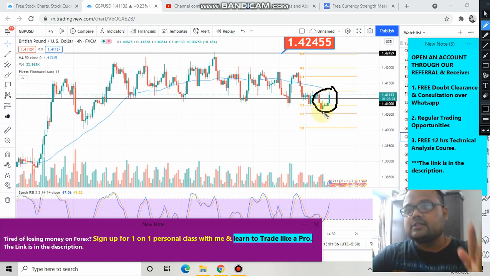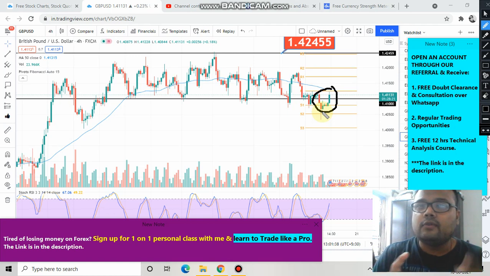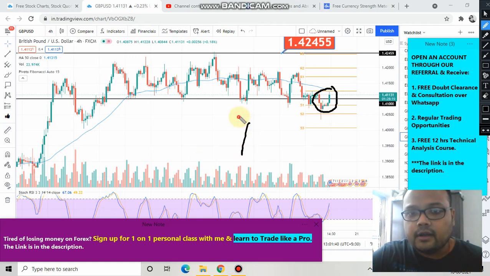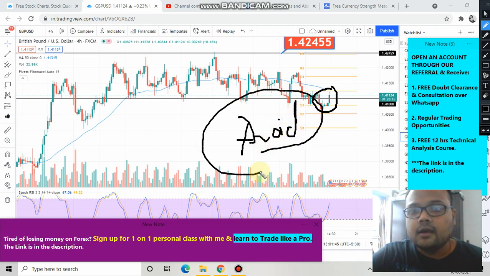So wait for some time. If possible, avoid GBP USD for 1 or 2 days. I'll say avoid, at least for today. You do not need to risk your hard-earned money on a chart like this where things are not very clear. Rather, trade on other currency pairs where good opportunities are available. For GBP USD, just avoid it and observe the chart to see whether it succeeds in gaining its position, whether it goes up and starts trading in this range or not.